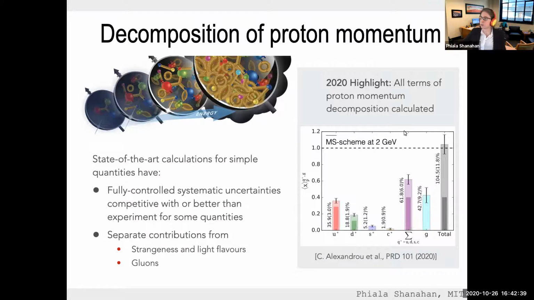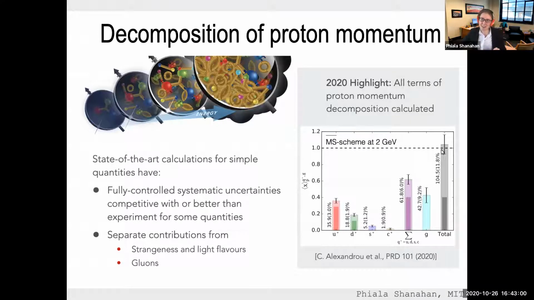So here's an example of all terms of the momentum decomposition of the proton. This is what fraction of the proton momentum is carried by up quarks, down quarks, strange quarks, charm quarks, and the gluons, and it all adds up to 1, as of course it should. Between them, they all carry 100% of the momentum of the proton.